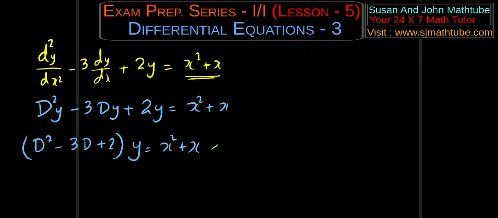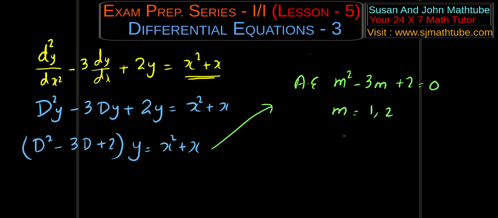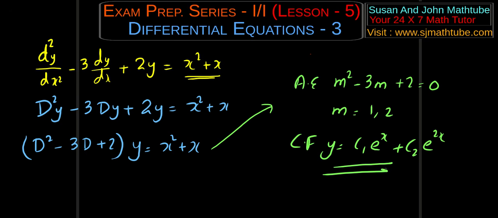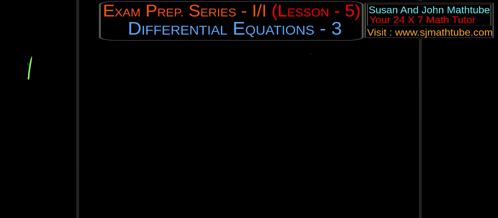Now what's the next thing to do? Yeah, the auxiliary equation, that is m square minus 3m plus 2 equal to 0. Use a calculator, m equal to 1, 2. So the roots are real but distinct. So the complementary function is y is equal to c1 e power 1x plus c2 e to the power 2x. So up to this part, I'm sure that you are very comfortable. Now let's go for the second part, that is PI.